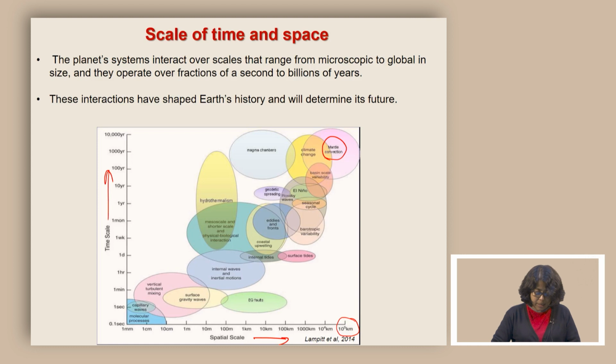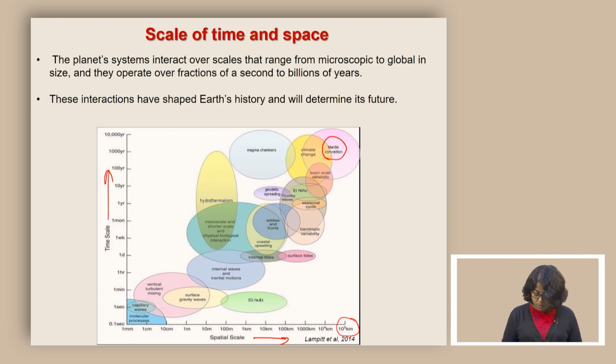On the other hand, there are things which are happening on a relatively smaller scale, such as an earthquake happening and its waves travelling, that can take really small time. Now, these interactions have shaped the earth's history and they will also determine the future. So, it is important to understand how these processes operate in time and space.